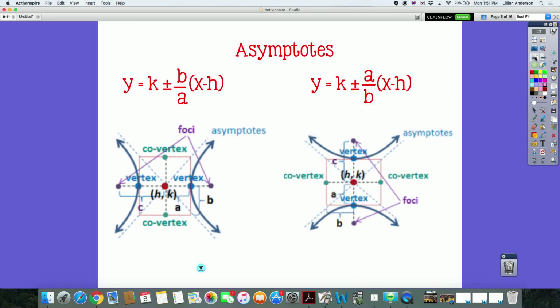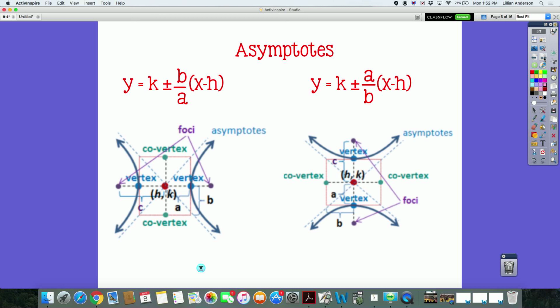All right, so like I mentioned before, asymptotes are the one thing that these particular conics have that no other conic has, and these are the two equations for your asymptotes. For your horizontal, y equals k plus or minus b over a, parentheses x minus h. That's a variation of the point slope form, if you're wondering what kind of form that is for an equation. And then for vertical, y equals k plus or minus a over b, parentheses x minus h.